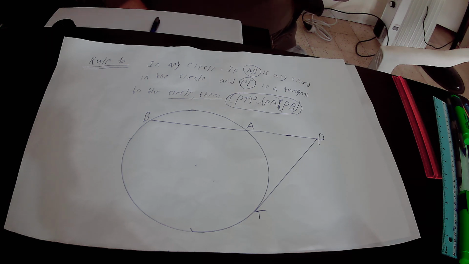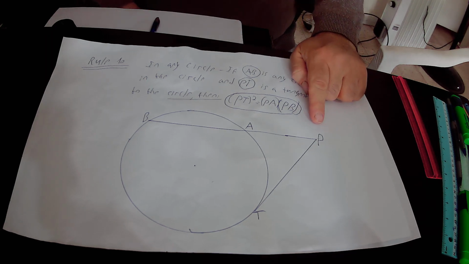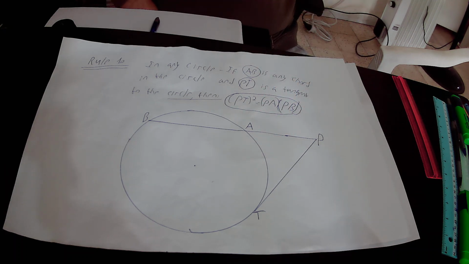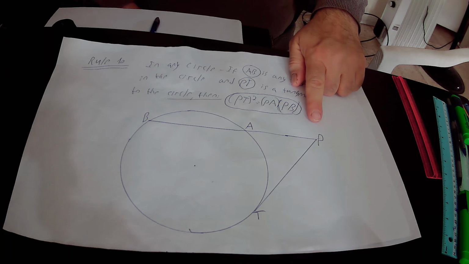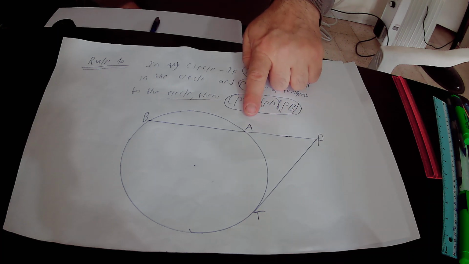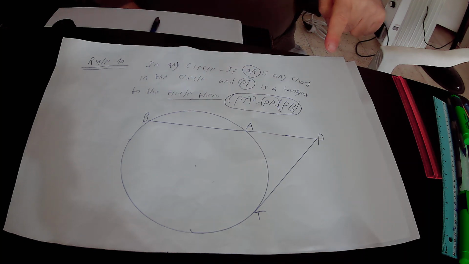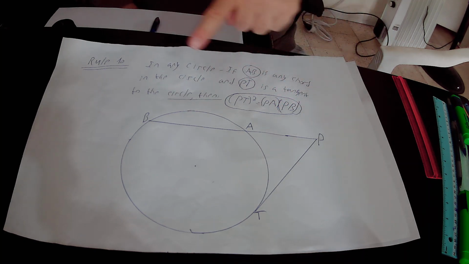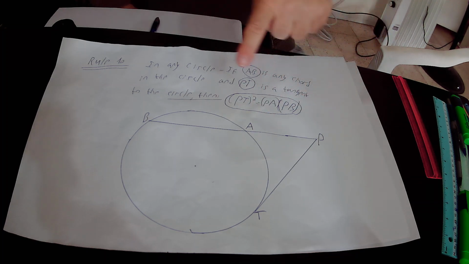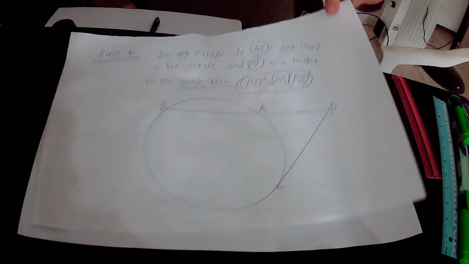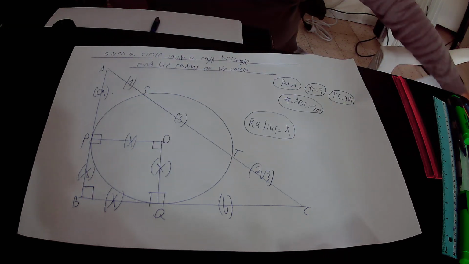So whenever you have a common external point P, and from it we have tangent PT, and also a straight line that creates chord AB, then the following equation will be true: PT square will be equal to PA times PB. We can actually implement rule 10 in our drawing.